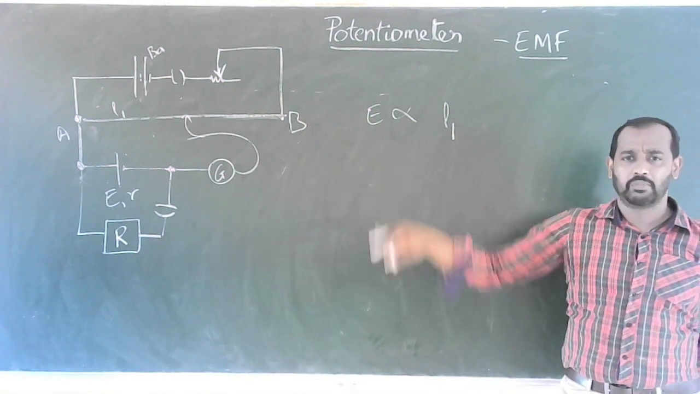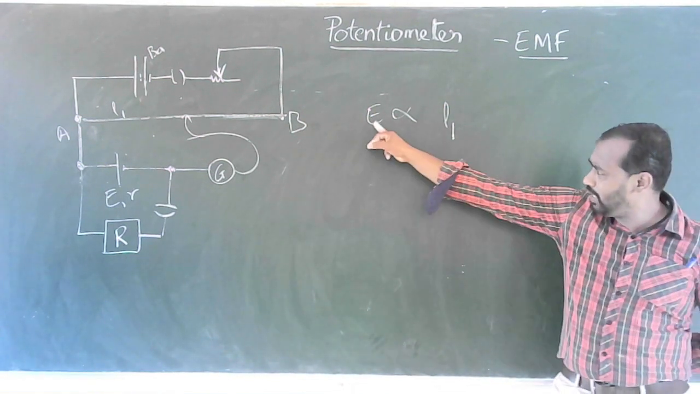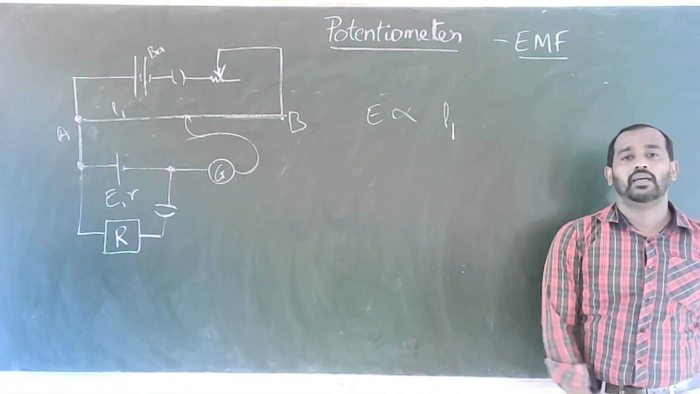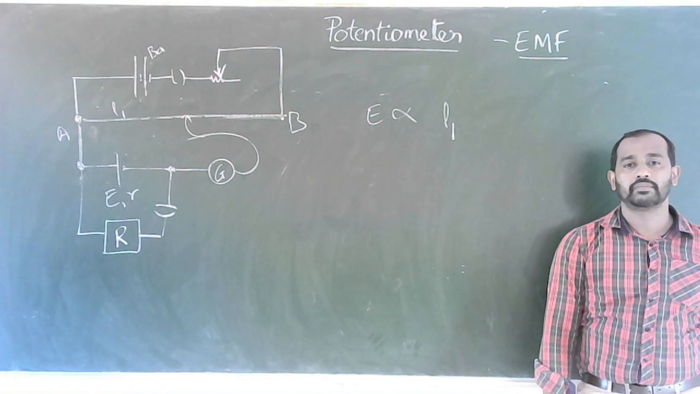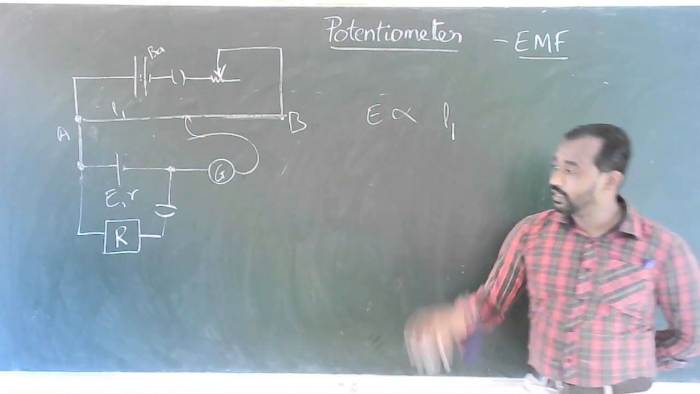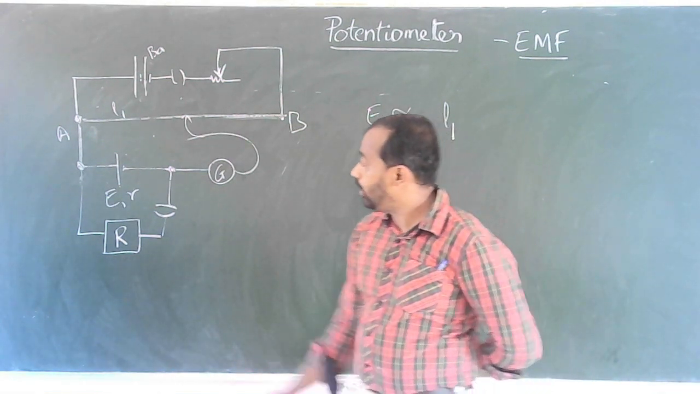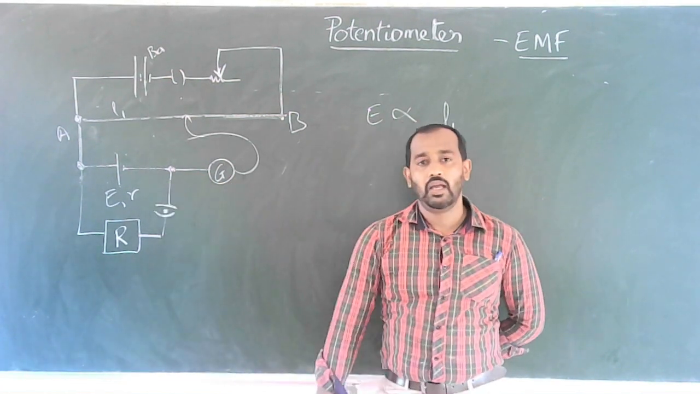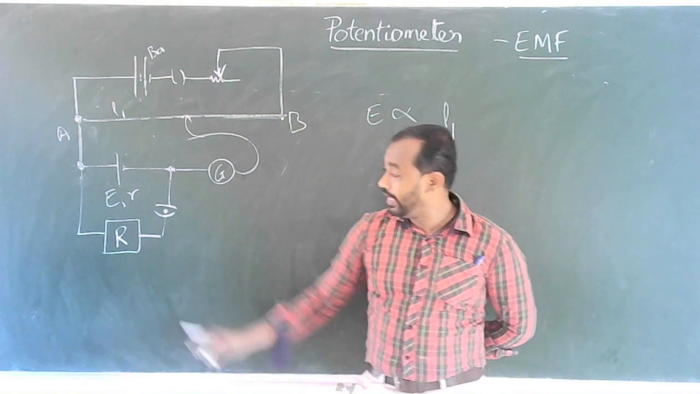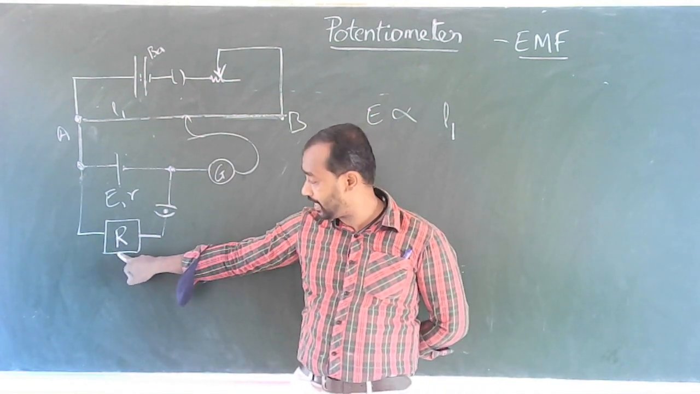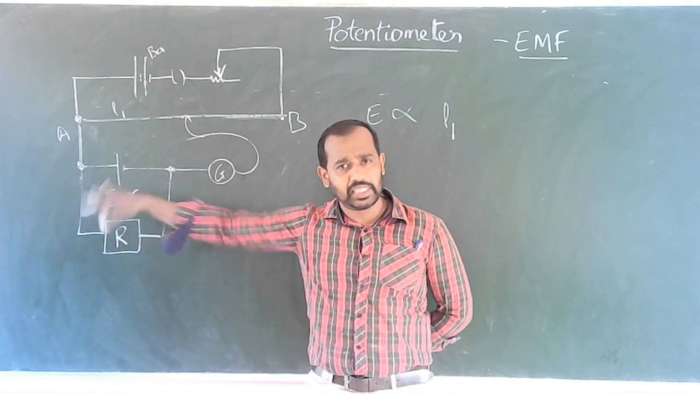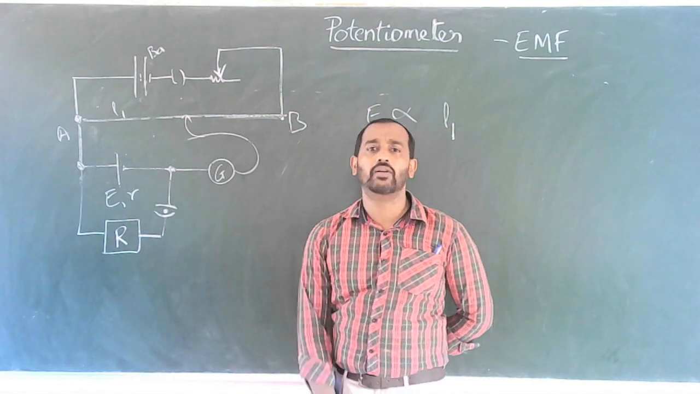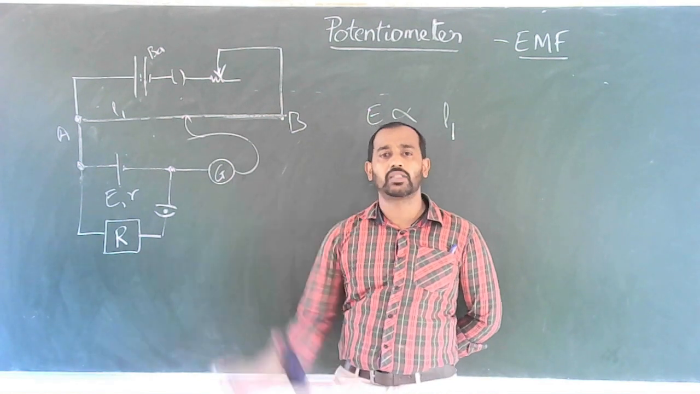Forget about that proportionality constant phi. We only need this. So this EMF will be directly proportional to L1. Then after that, we are going to close this key. When we close this key, we are applying a finite resistance R. It can be changed. It can be 5 ohm, 10 ohm, or anything. It should be a definite value. Once you apply it, it should be a constant value.